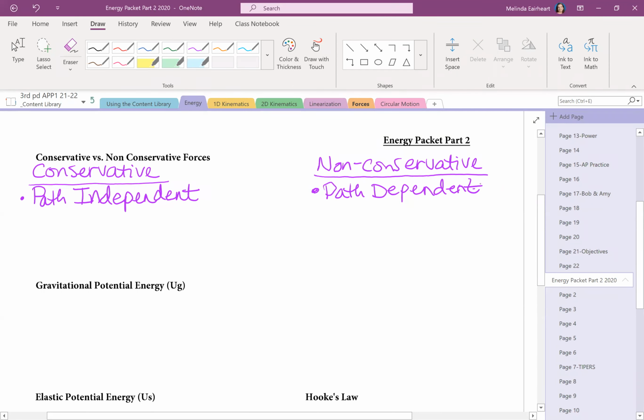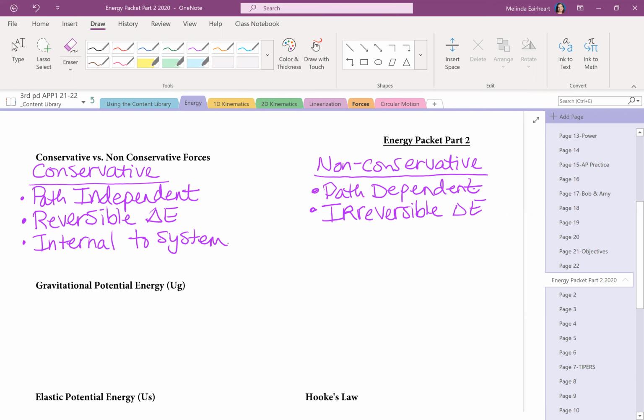Conservative forces are typically considered internal to the system. Previously, our examples have just been one object. Maybe there's been two people pulling on one object, but we haven't really talked about systems. Now we're going to get into a system approach, and AP is big on systems. Typically conservative forces would be internal to the system, but non-conservative forces are typically external to the system.